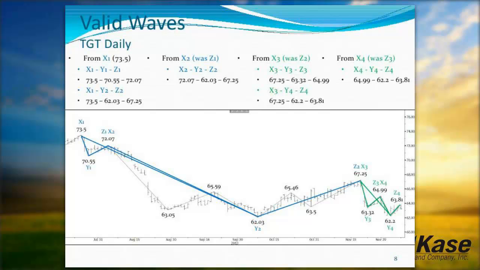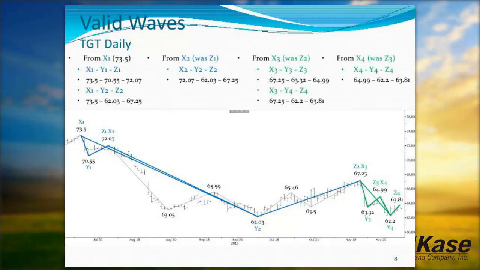Now we start from the top here because we're labeling, in this case, down waves. And we're looking at X1 as the highest point, the 7350 swing high. So that is X1. Y1 would be the first swing low after that, which is 7055. And then Z1 would be 7207. So that is one wave. And if you look in the upper left, we have X1, Y1, Z1, or the 7350, 7055, 7207. That is our wave. If I am typing these waves into a spreadsheet, I will type in those 3 points as X, Y, and Z.